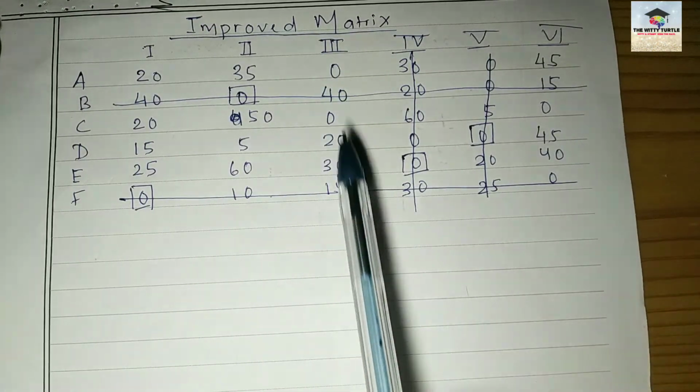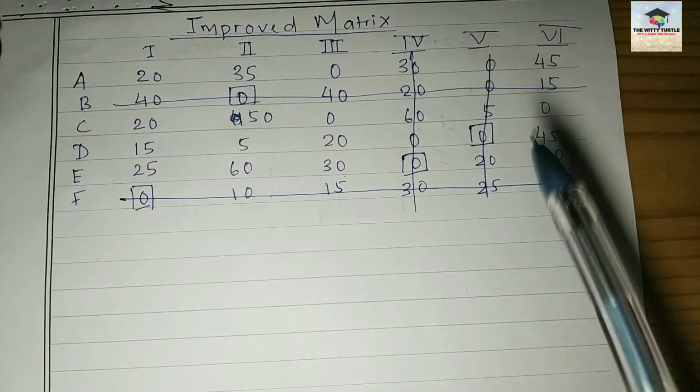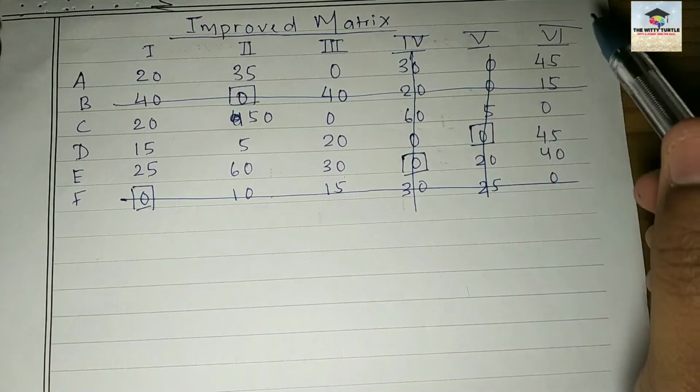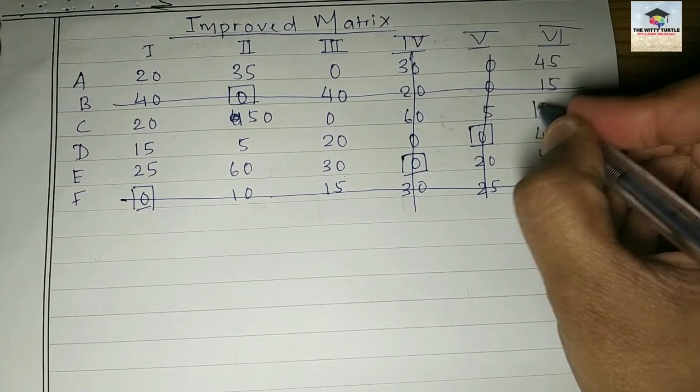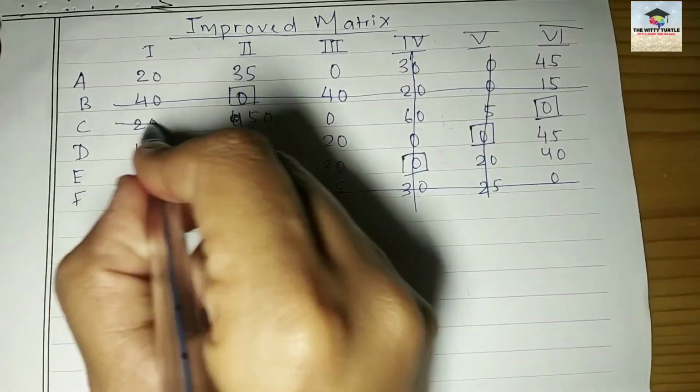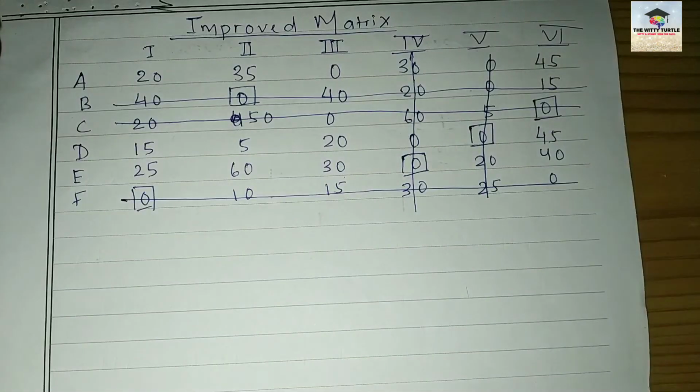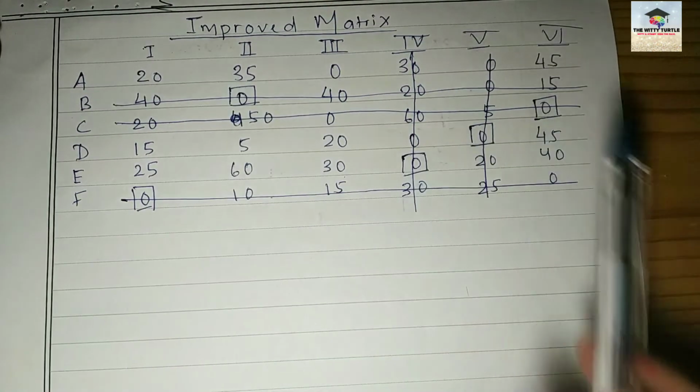Now again, in this row there is no zero, so again you have to check in the columns, right? So in the third column again you have 2 zeros, and these both are already cut. Now the sixth column, here also you have only 1 zero, right? So this is cut. How many zeros have you got till now? 1 2 3 4 5.